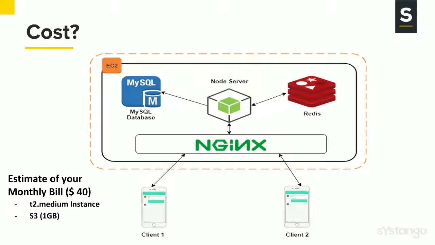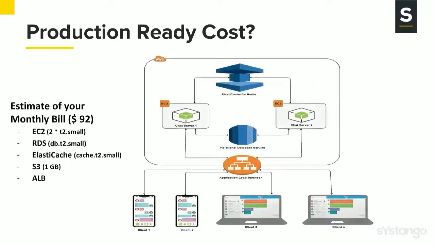Nginx will connect to the node server, that is the chat service, and the chat service will connect to Redis and the MySQL database internally inside the EC2 instance. The cost of this would be $40, which includes one T2 medium instance and one S3, which has 1 GB of capacity for storing media files. But that was not production ready.